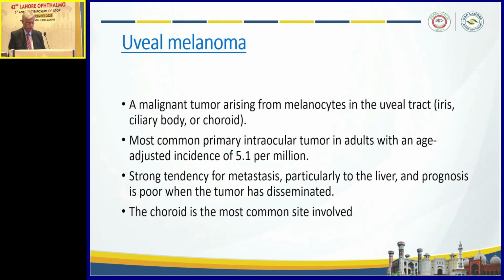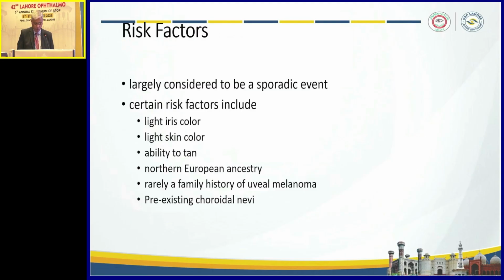We all know that malignant uveal melanoma is a malignant tumor arising from the melanocytes in the uveal tract, and the most common primary intraocular tumor in adults, with an age-adjusted incidence of 5.1 per million. There is a strong tendency for metastasis, particularly to the liver, and the choroid is the most common site involved. It is largely considered sporadic, but there are risk factors: light iris color, light skin color, ability to tan, Northern European ancestry, rarely a family history of uveal melanoma, and pre-existing choroidal nevi.